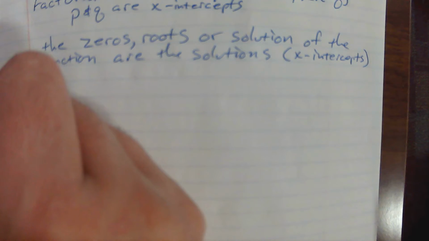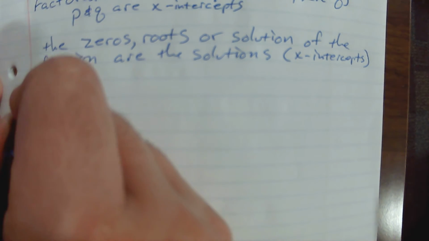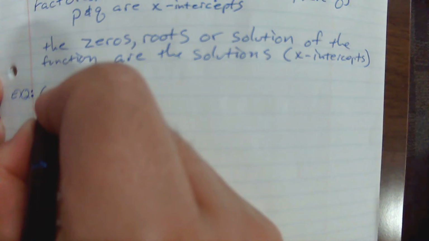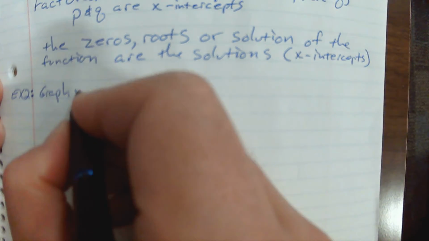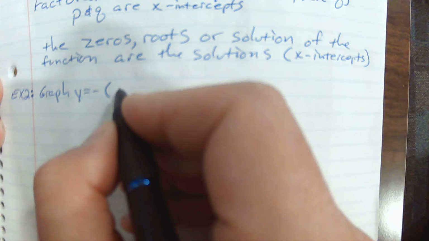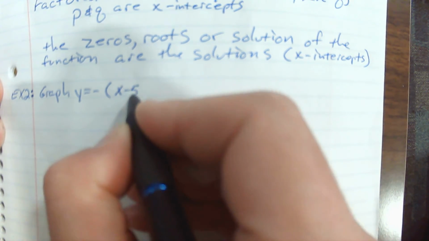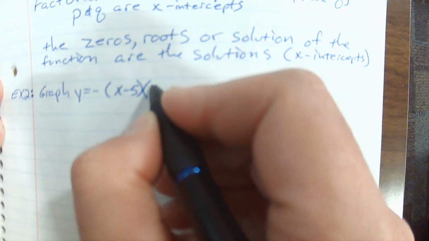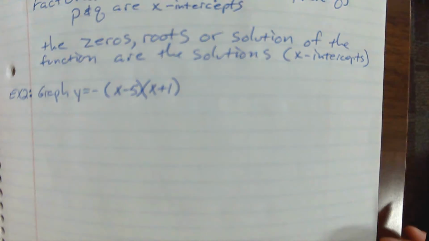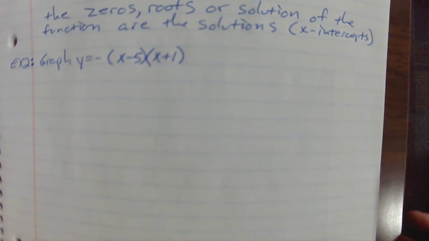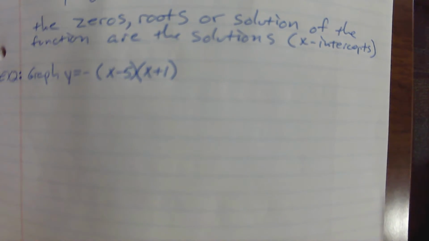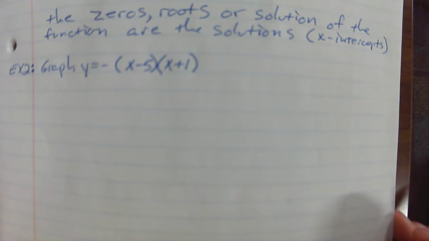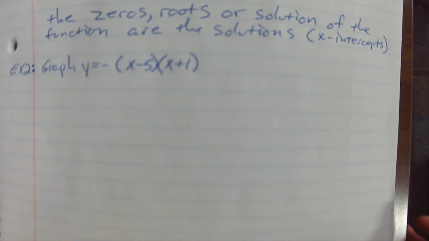All right, let's go on to example 2. Graph y equals negative x minus 5 times x plus 1. All right, what we have to do is this is already in factored form, so it makes our life pretty easy.